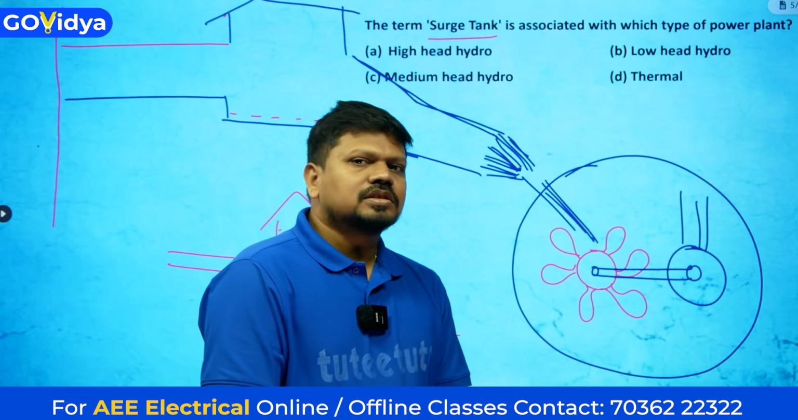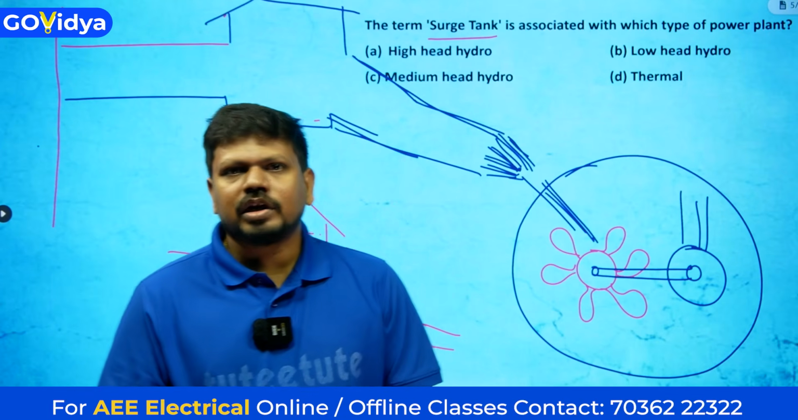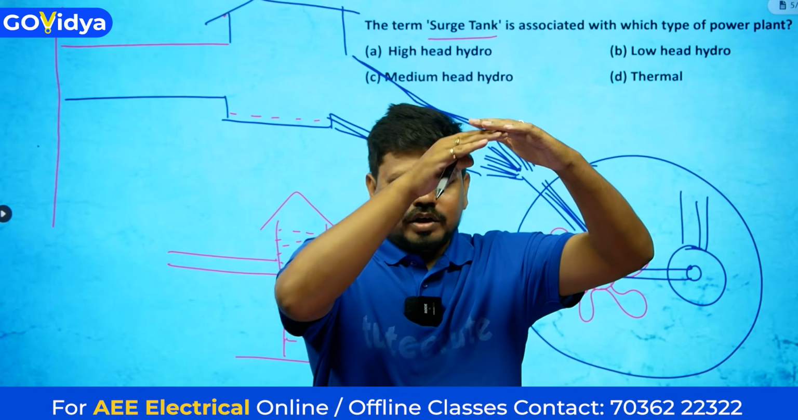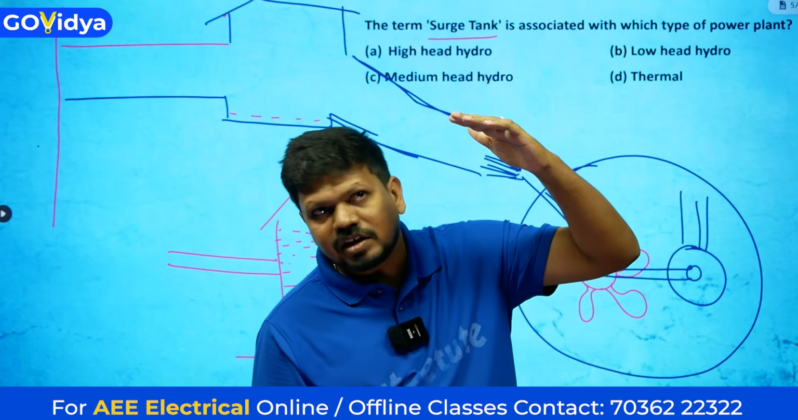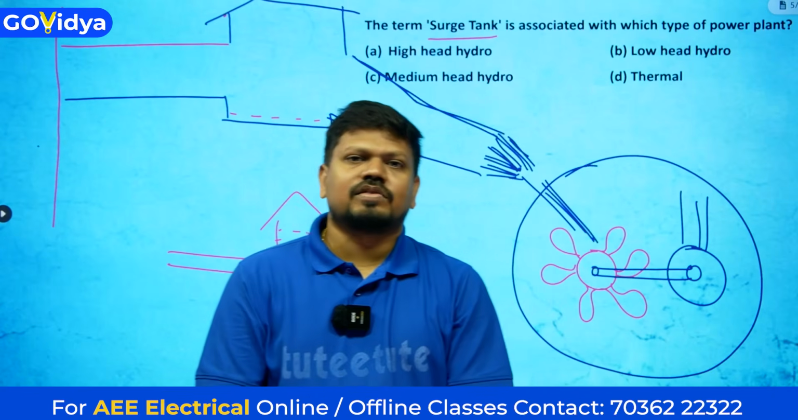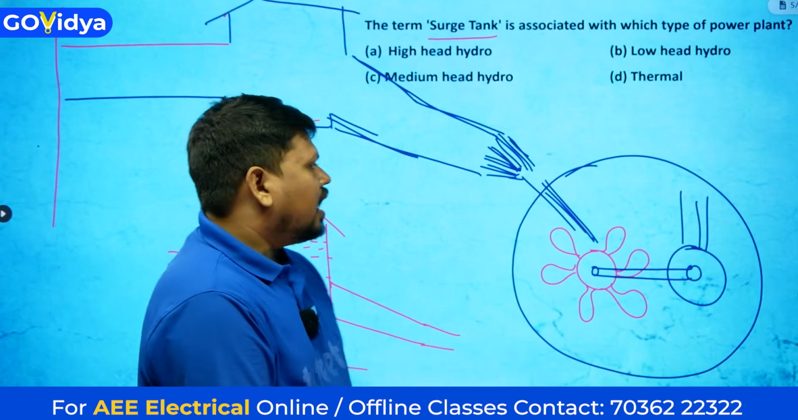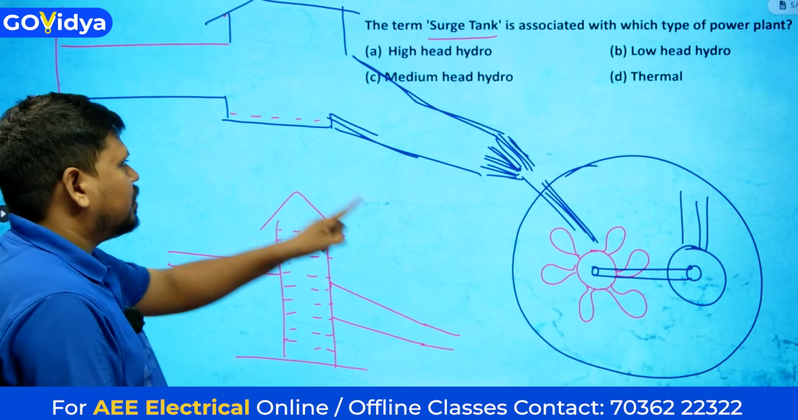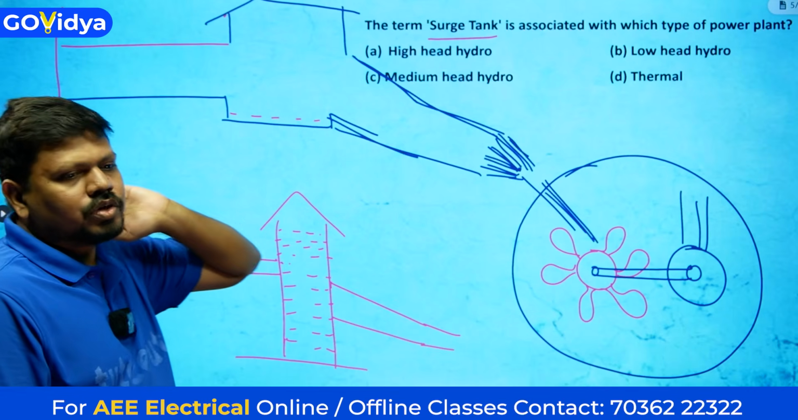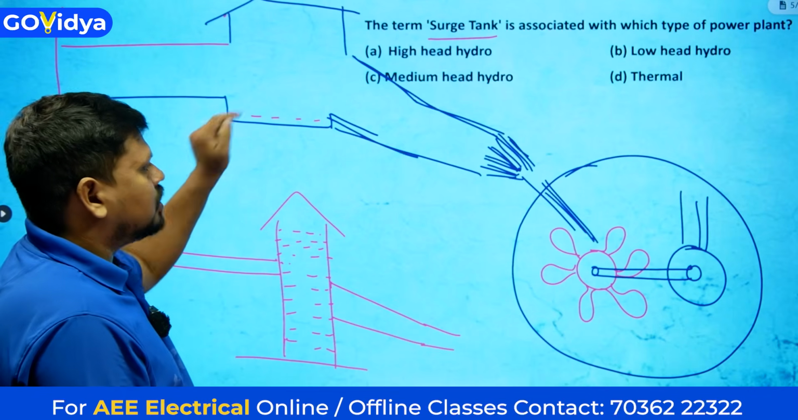Otherwise, if it is naturally available, for example if a valley is there, then automatically head will be available. But everywhere it is not possible. That's why high head plants generally have a distance like 1.5 kilometers. So that's why we need to have a surge tank.